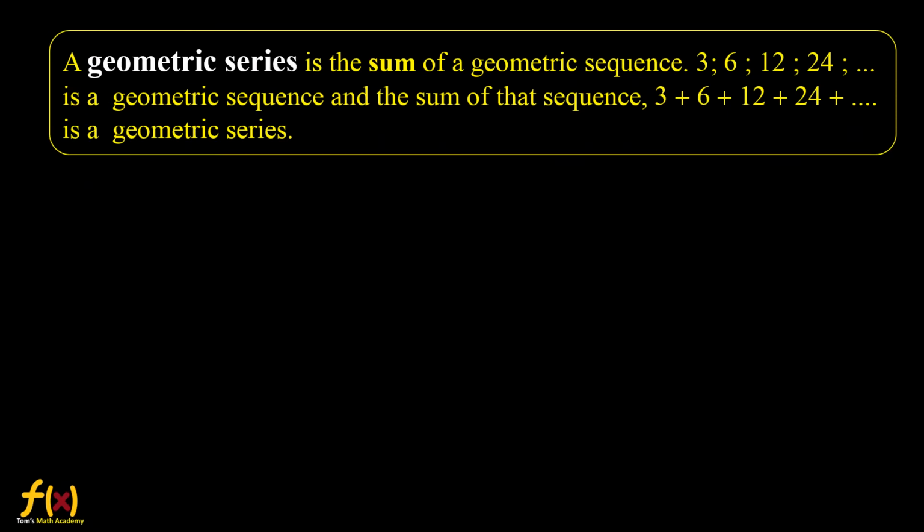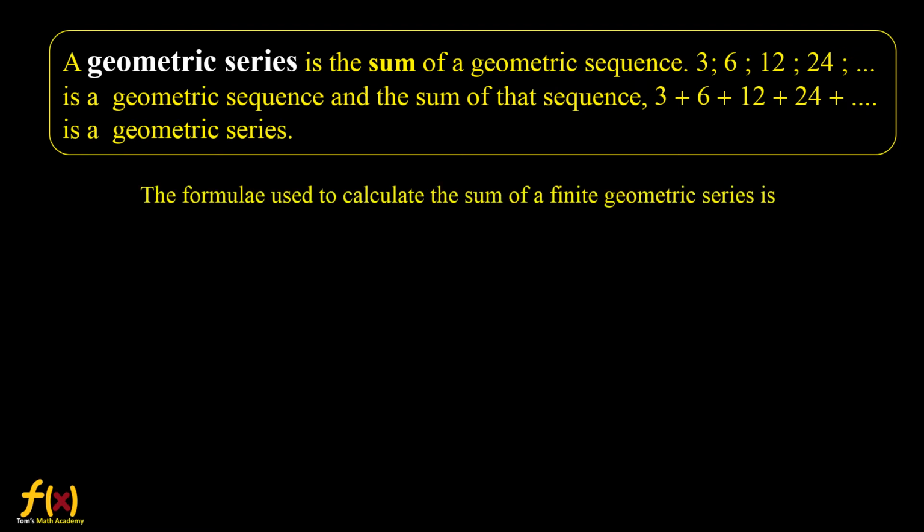A geometric series is the sum of a geometric sequence. 3, 6, 12, 24, etc. is a geometric sequence. And the sum 3 plus 6 plus 12 plus 24, etc. is a geometric series. That is the difference between sequence and series.